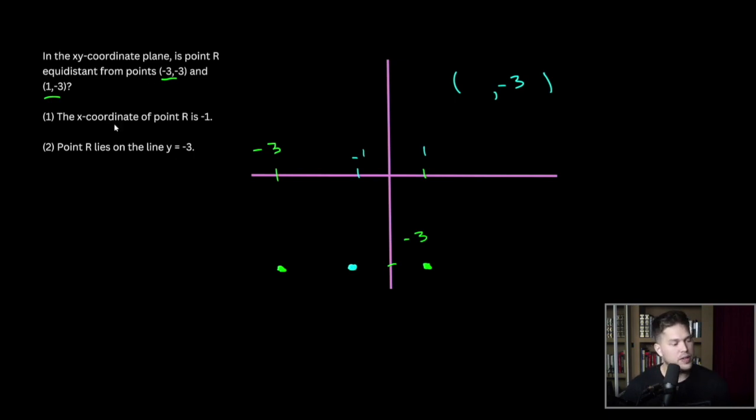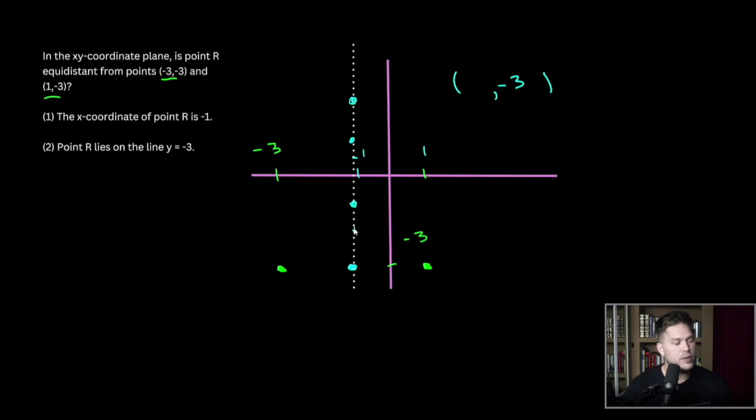Let's look at statement 1. Statement 1 says the x-coordinate of point R is -1. So that's fantastic, but it just says the x-coordinate. So that tells me that it could fall anywhere on this line. Okay, let me redraw the line so that it matches a little bit better. There we go. So would any point on this line be equidistant?